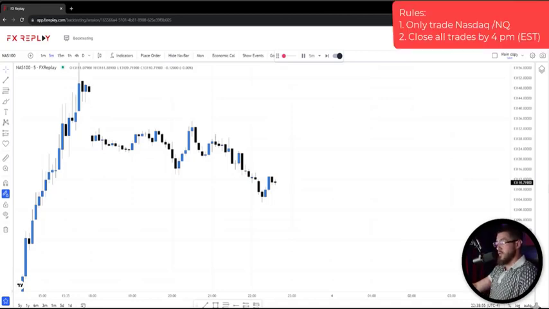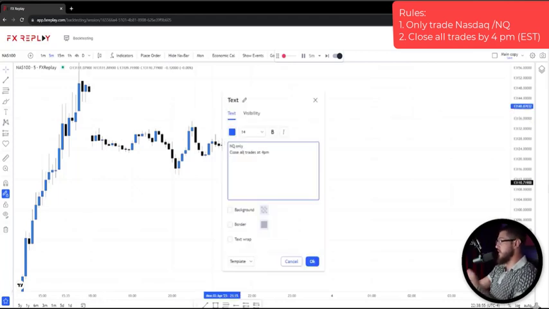So the only rules for this strategy are that we're going to be only trading the NASDAQ, which is NQ, or NAS 100 or US 100, depending on your broker. It's just NAS 100, NASDAQ, NQ, whatever you want to call it. And then you have to close all trades or cancel the orders by 4 p.m.